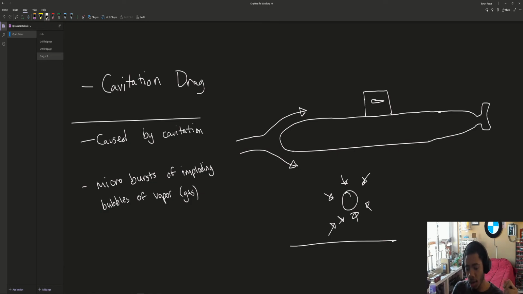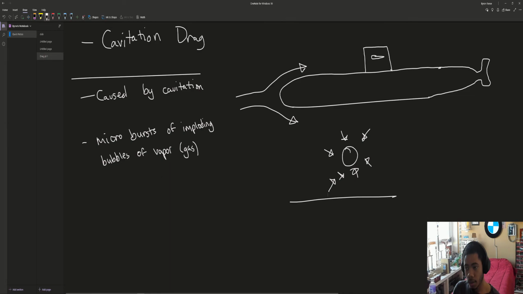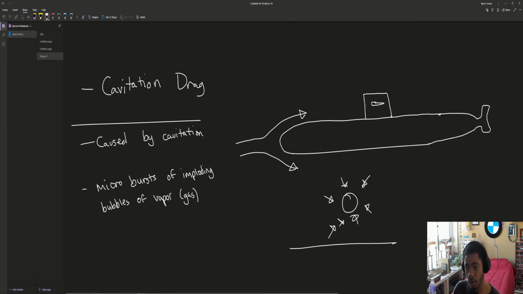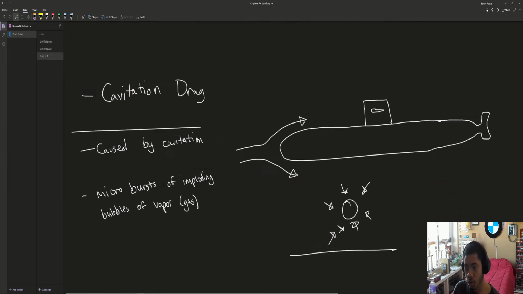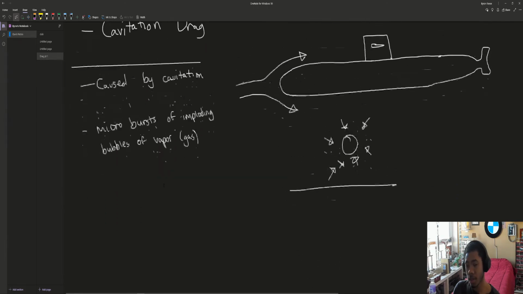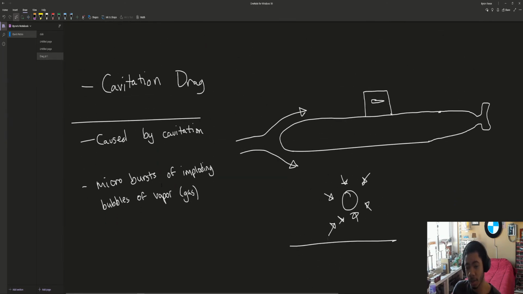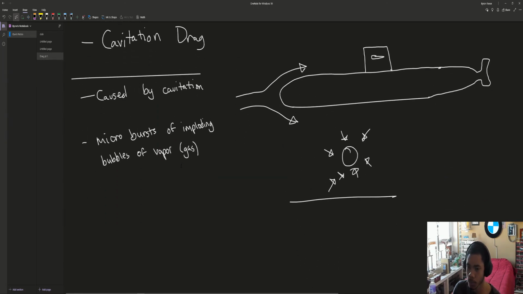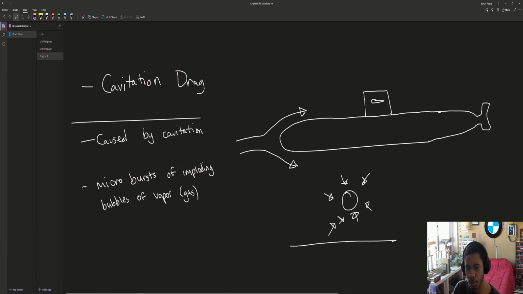And not only does it cause drag, but it's also horrible for our body. It can destroy, it can eat through metal due to the heat and the force that comes out from them. Essentially little small micro sonic booms happening. You also don't want cavitation if you're trying to be silent, because cavitation generates a lot of noise easily picked up on sonar. So that's cavitation.